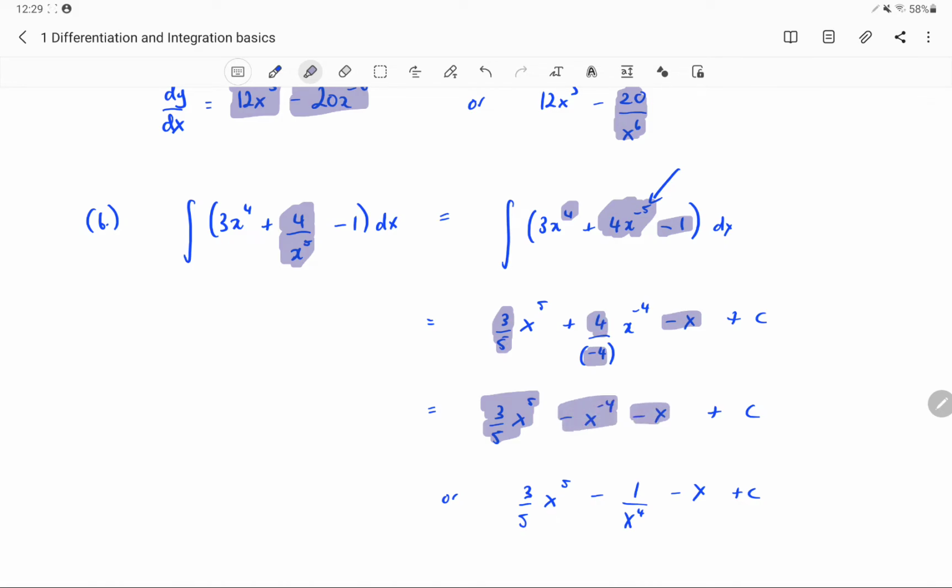And then there's our answer. But you can also rewrite this second term as minus 1 over x to the power of 4. And don't forget your plus c.